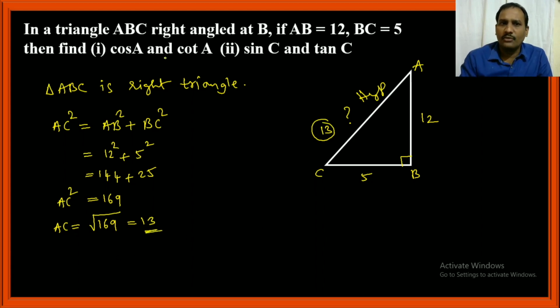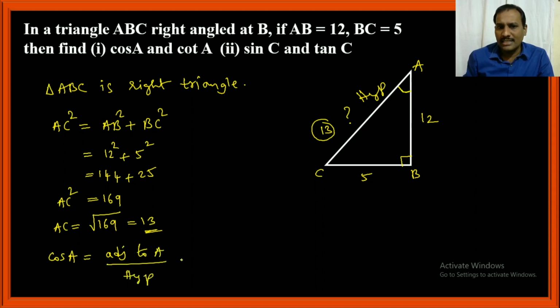Now we have to find cos A and cot A. So let us find cos A first. Cos A, what is the definition of cos? Adjacent side to A by hypotenuse. So what is the adjacent side to A? That is AB. AB is how much? 12. By hypotenuse is 13.